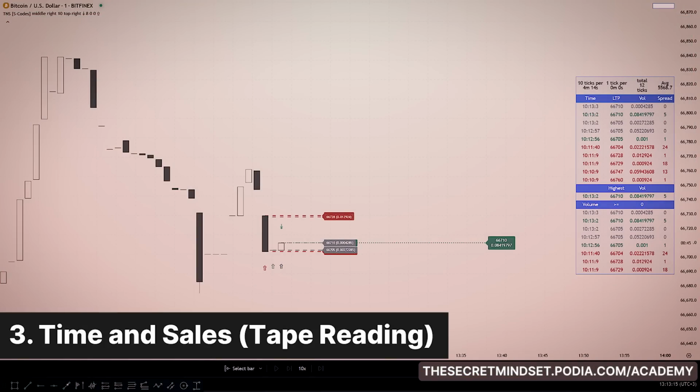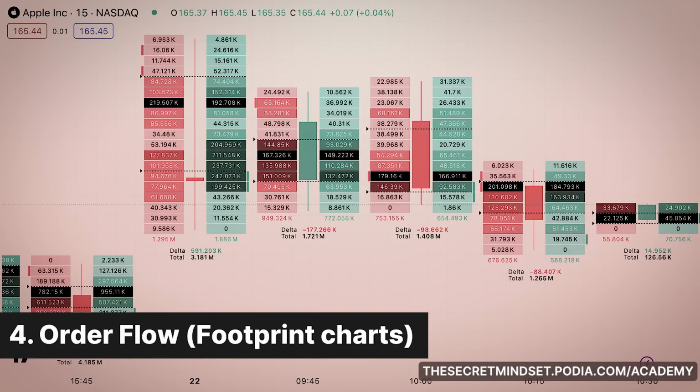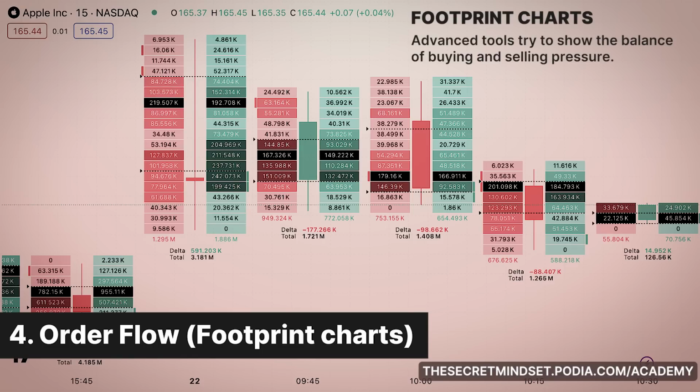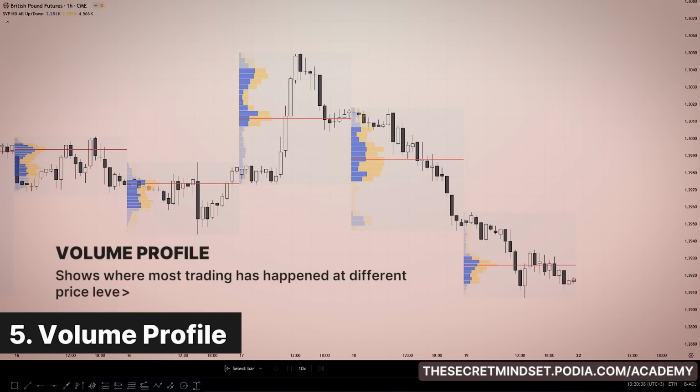Third, time and sales, or tape reading. This shows real-time trades. Large trades or clusters of trades at certain prices can indicate liquidity. Fourth, order flow indicators. These advanced tools try to show the balance of buying and selling pressure. And fifth, volume profile. This shows where most trading has happened at different price levels, helping identify high liquidity zones.